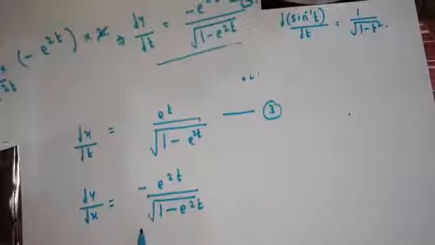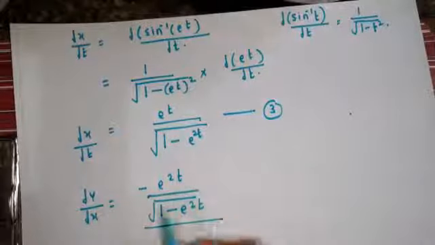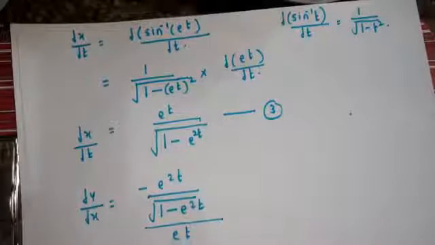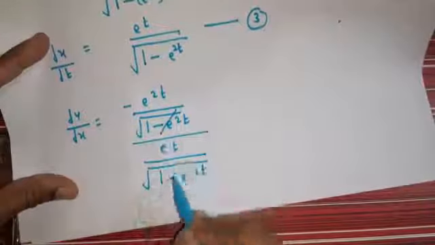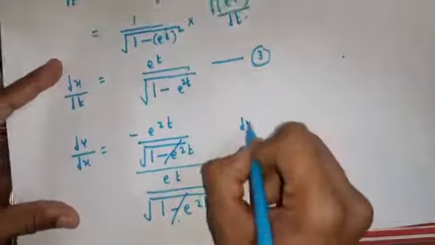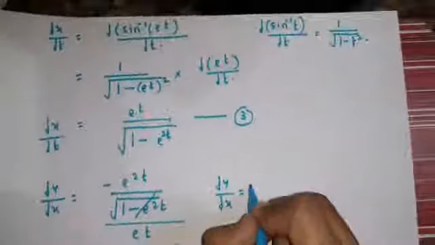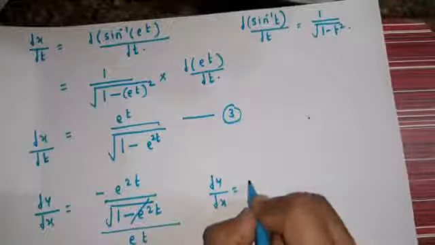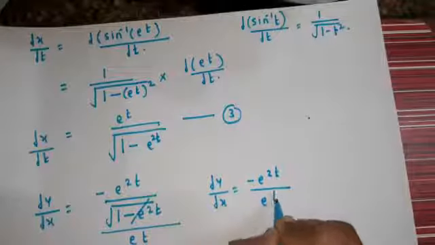Now, dx by dt. What is the value of dx by dt? That is e raised to t upon square root of 1 minus e raised to 2t. The both terms here get cancelled, and we get dy by dx equal to minus e raised to 2t minus e raised to 2t upon e raised to t.